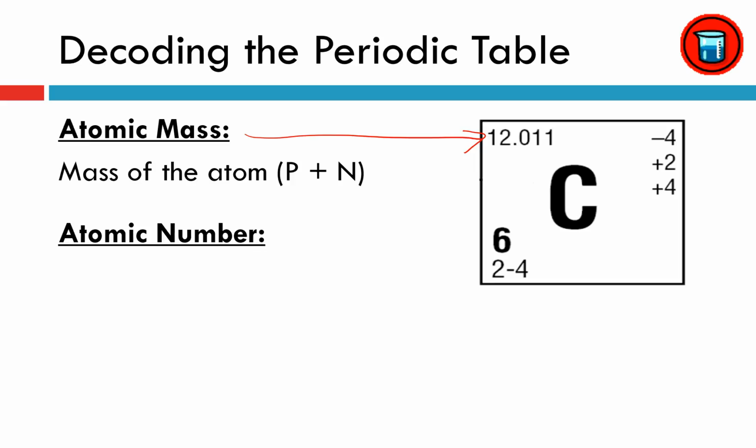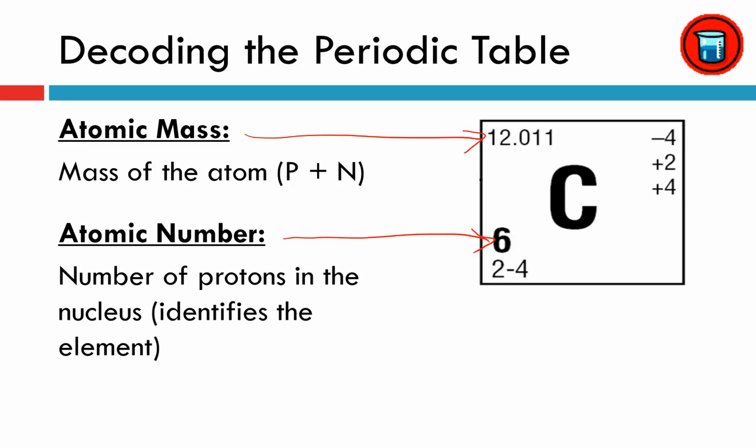The other number that I want you to be really comfortable with at this point in time is the atomic number, which for carbon is 6. The atomic number is the number of protons present in the nucleus, and we say that this identifies the element. What that means is if you have an atom with 6 protons in its nucleus, it has to be carbon. It can't be a carbon atom if it has 7 protons in its nucleus. Then by definition, it is nitrogen.